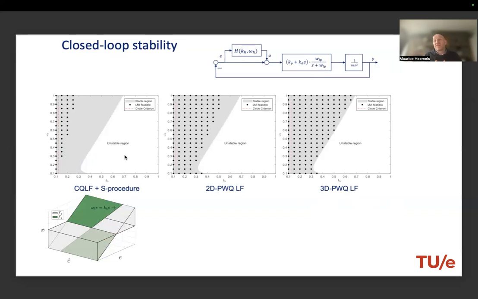Right, but of course at the price of having way more extensive computations compared to just using a single quadratic Lyapunov function. Right, so the complexity of the LMIs grows quite quickly.